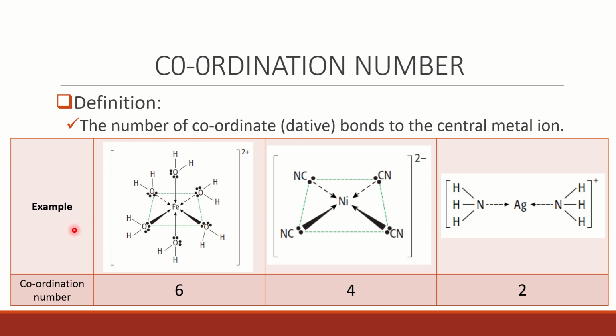So I have three examples here. The first example, look at the ion in the middle. You count how many dative bonds? 1, 2, 3, 4, 5, 6. That's why the coordination number is 6. Here I have nickel with CN as the ligand, CN minus. And you count the dative bonds: 1, 2, 3, 4. 4 total dative bonds, therefore the coordination number is 4. And the last one, I have silver Ag plus here, and then I have 1, 2 dative bonds coming from the ammonia, therefore the coordination number is 2.